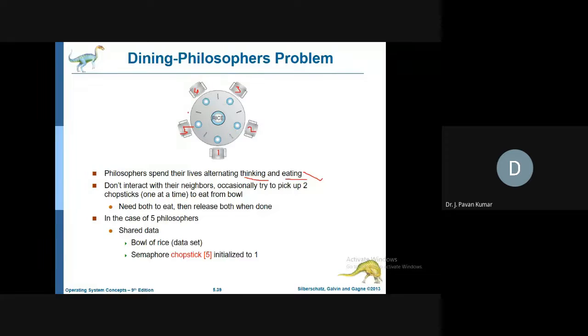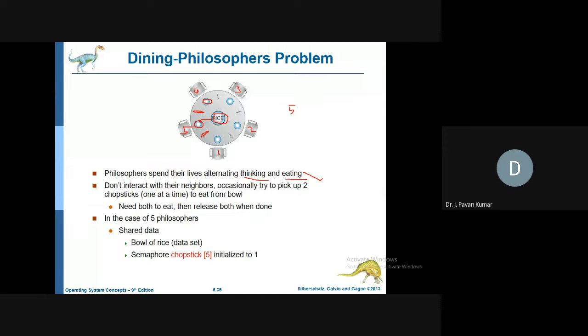So we are having 5 philosophers around this table, and whatever rice is here, it is already served into their plates. Let us assume in order to eat this particular rice or some item, they need to get 2 forks. We can consider those as chopsticks. 2 chopsticks they have to get, so that this particular philosopher is able to eat.